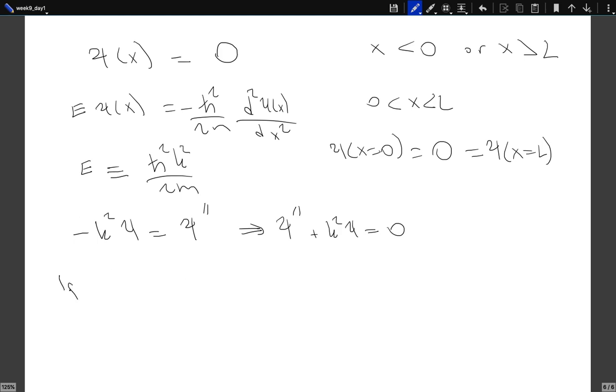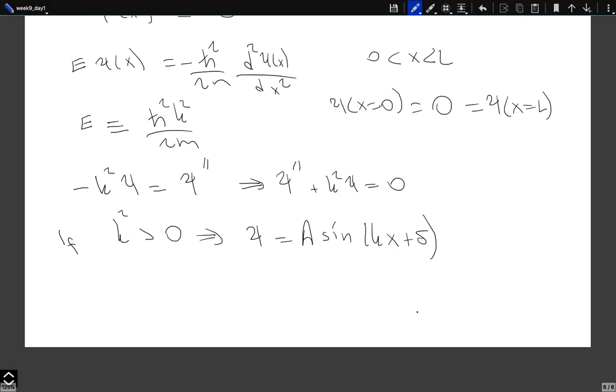Let's say k is real, if k squared is positive, then I know that ψ should be A times, let's say, sin(kx + δ). If k is positive, then that will be my general solution. I don't know what A is. I don't know what δ is. I also don't know what k is. But we will see. So let's try to determine all those constants. Let's use the boundary conditions.